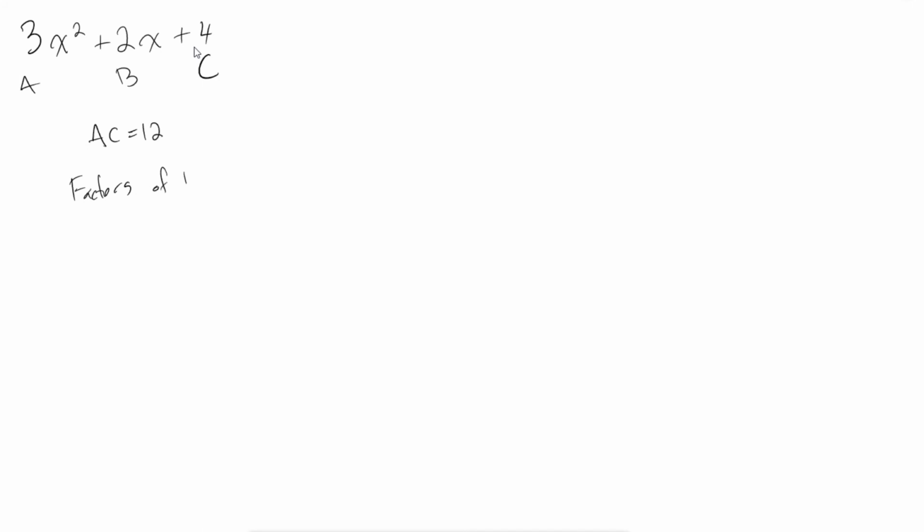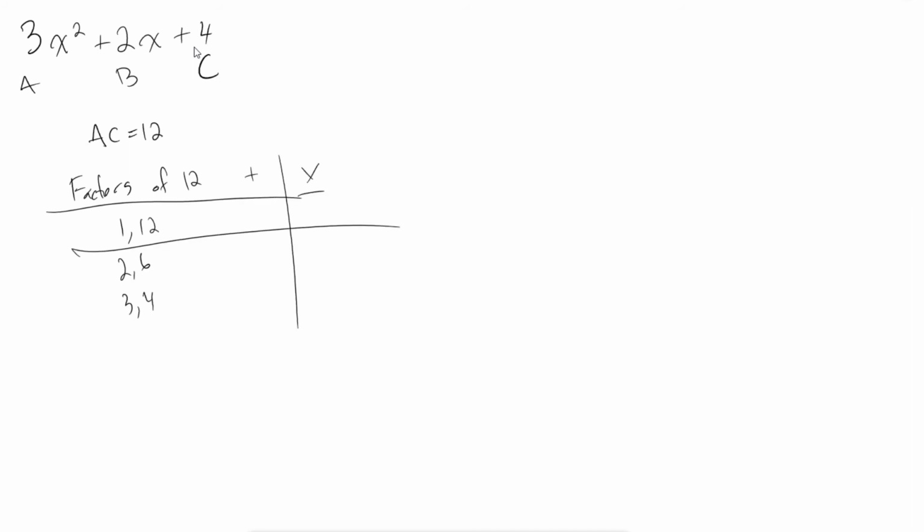Factors of 12, and since they're both positive here, I know that I'm looking for positive factors. So 1 and 12, 2 and 6, 3 and 4. Add, multiply. These are all going to multiply to 12. Add. 1 plus 12 is 13. 2 plus 6 is equal to 8. 3 plus 4 is equal to 7. None of them are equal to 2.